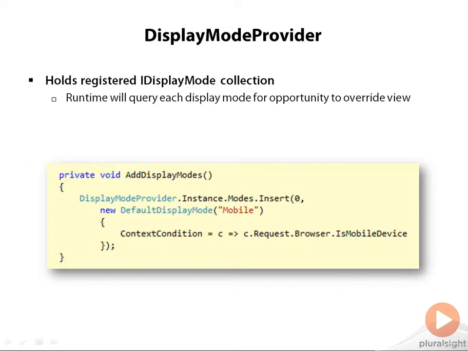The other part of the DefaultDisplayMode to configure is the context condition. This is a predicate the runtime will check to see if the display mode wants to handle the current request. And what you see is a lambda expression that will return true if ASP.NET determines from the browser capabilities that the current browser is running on a mobile device. And again, that's all configured in the browser files, and the runtime looks at the user agent header sent in the request. But you can implement any type of logic inside of here and look anywhere in the request and return true or false if you want your display mode to jump in. Let's take a look and see how this works.